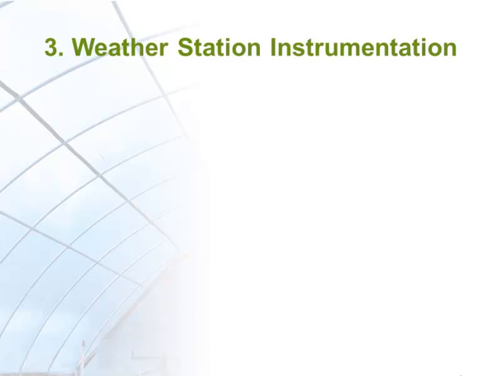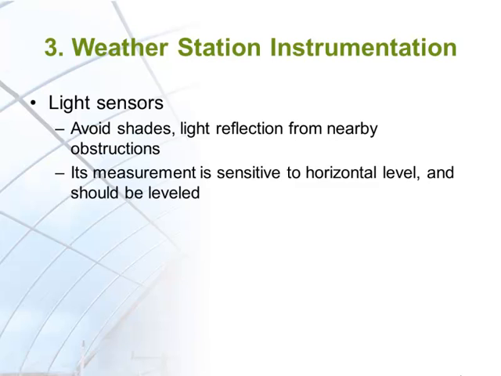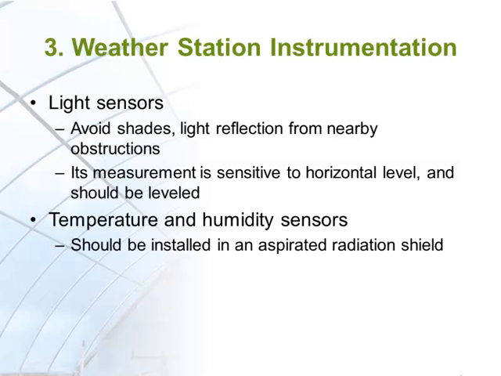Similar to the wind sensor mounting considerations we just discussed, the light sensor location should avoid shades and light reflection from nearby obstructions, and as the light measurement is sensitive to horizontal level, the light sensor should be leveled. For temperature and humidity sensors, they should be installed in an aspirated radiation shield.